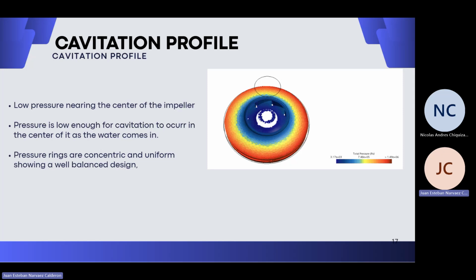The pressure profile shows there will be cavitation since the pressure of the pump is lower than the vapor pressure of the water. It will boil right in the eye of the impeller, which means there will be some modifications needed for this to be a viable design. However, the pressure rings are uniform and concentric around the whole impeller.